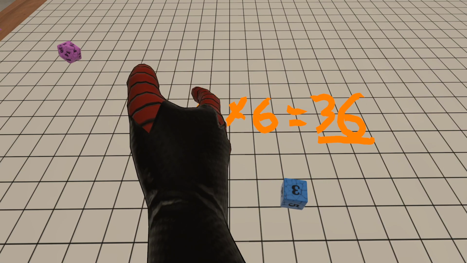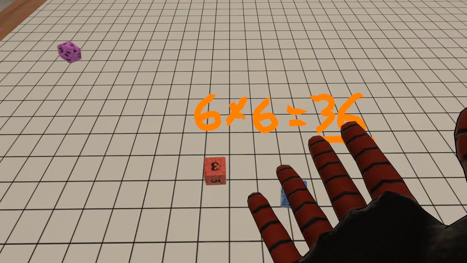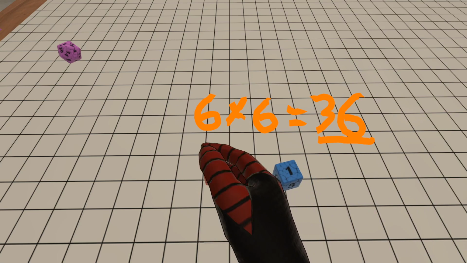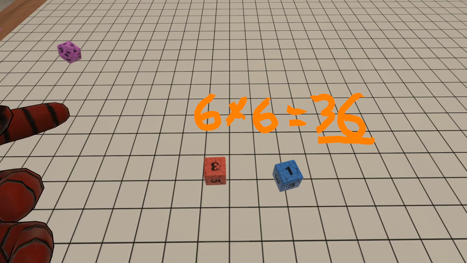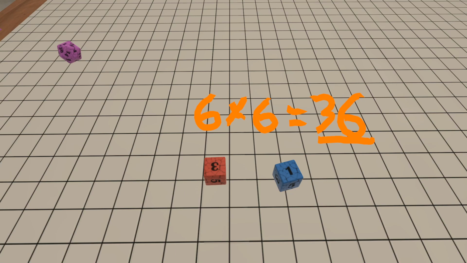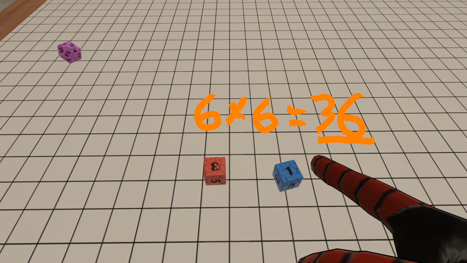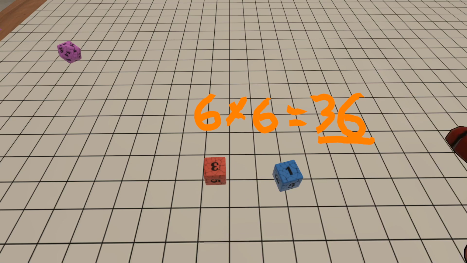However, if I change this dice and I make that a 3 and I turn that back to a 1, we have a blue 1 and a red 3. This is completely different to what it was before because we have a blue 1 and a red 3 instead of a red 1 and a blue 3.